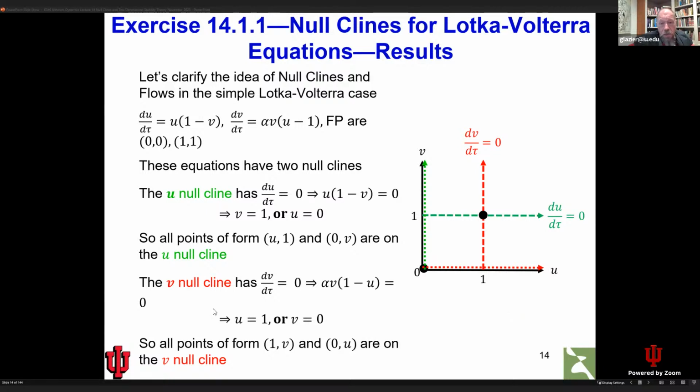Actually, Lotka-Volterra for such a simple set of equations is rather tricky to analyze. So we have to live with that. Okay. And so we have two fixed points where these cross. We have a crossing at 1, 1, and we have a crossing at 0, 0. Two fixed points.